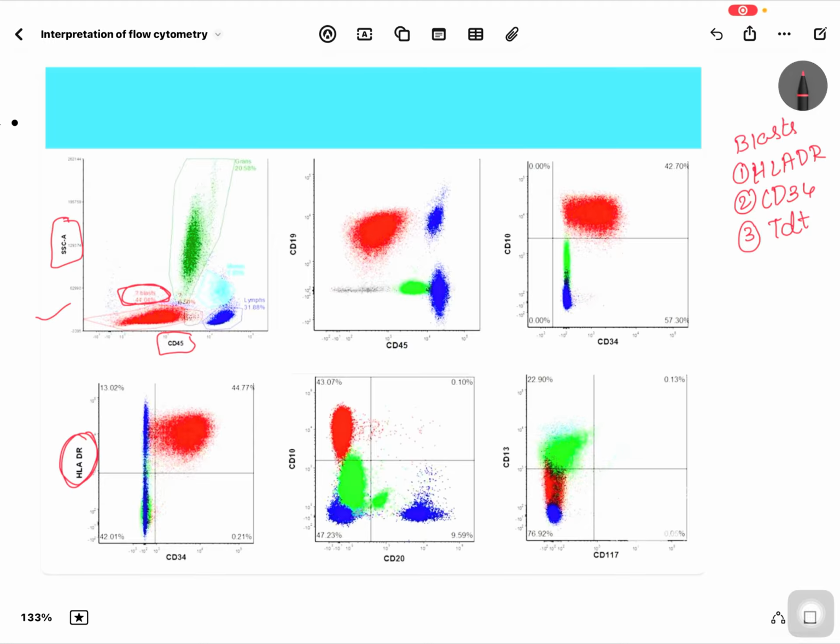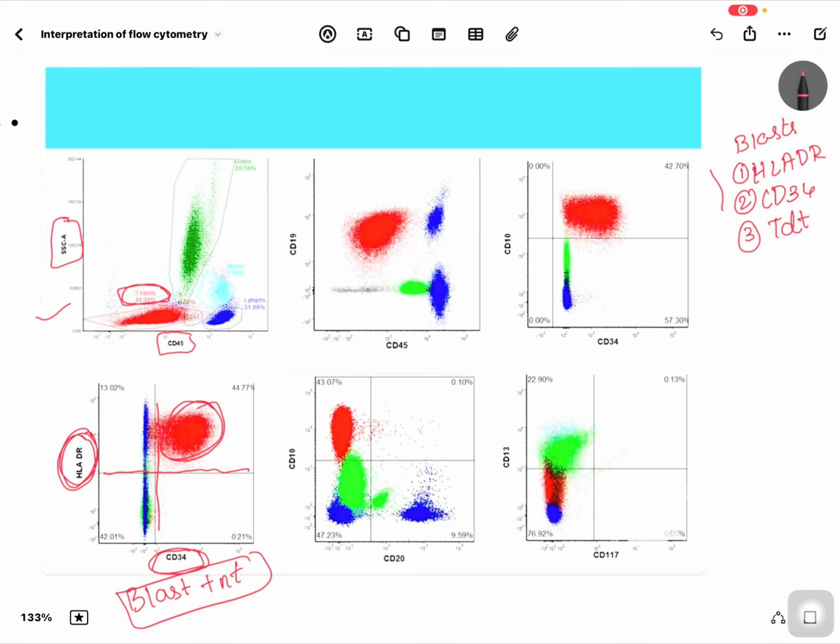Yes, we find HLA-DR. Now the examiner has already divided it into quadrants for you. So this quadrant belongs to what? HLA-DR being positive and CD34 being positive. What are these markers showing? That means a blast population is present. Okay, what is the next step?